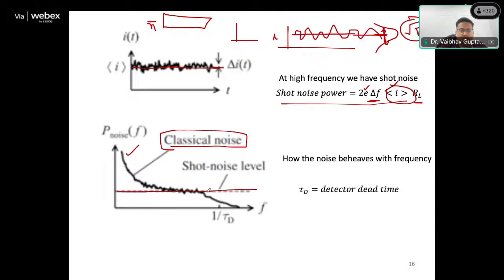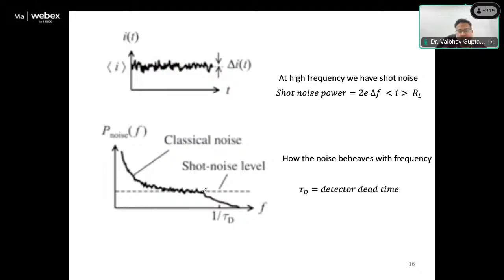But what happens if shot noise is there and your signal is also there, and your signal is very weak? You have a hard time finding out whether you are measuring a signal or a noise. So the aim is to go below the shot noise and work in this region, and 1/tau_d is your dead time of the detector. After this your detector will not respond, so you have to play within this region in order to work below the shot noise limit, because above that your shot noise is going to dominate.